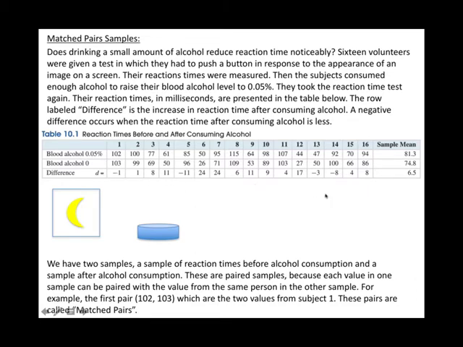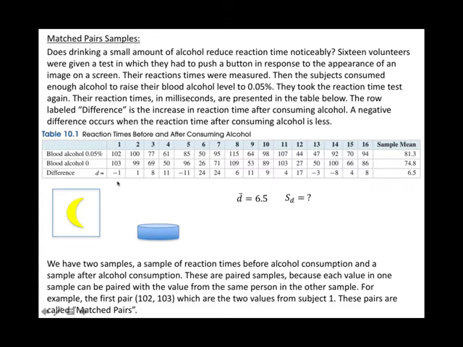Okay, after you find the difference, you can use your calculator. Plug in this data on your L1, go to STAT, go to CALC, one-variable statistics to find the sample mean. The d-bar here means the sample mean of the difference, and you can also find the sample standard deviation of the difference.